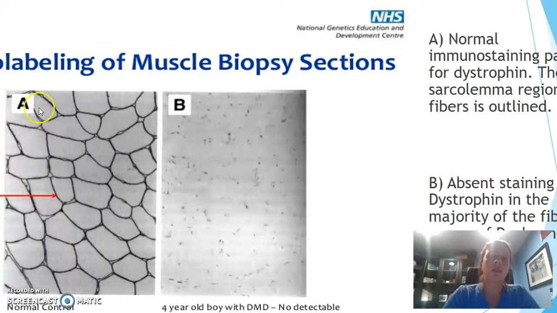In biopsy A, the dark lines surrounding the sarcolemma are the dystrophin antibodies. So it indicates that dystrophin is present, which is what you would expect in a normal biopsy of skeletal muscle. And then in biopsy B, we have a 4-year-old boy with DMD with no detectable dystrophin. There's barely any staining present. That indicates that the child has a lack of dystrophin, so the child probably has muscular dystrophy. This was just a nice photographic representation of the lack of dystrophin in the disease.